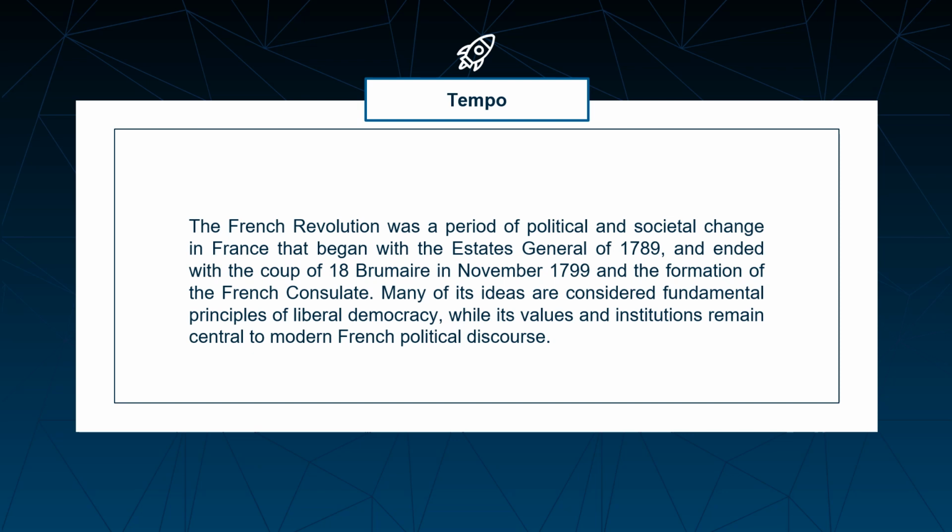The French Revolution was a period of political and societal change in France that began with the States General of 1789 and ended with the coup of 18 Brumaire in November 1799 and the formation of the French consulate.